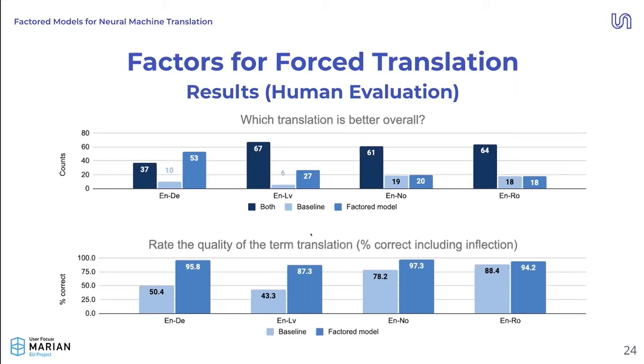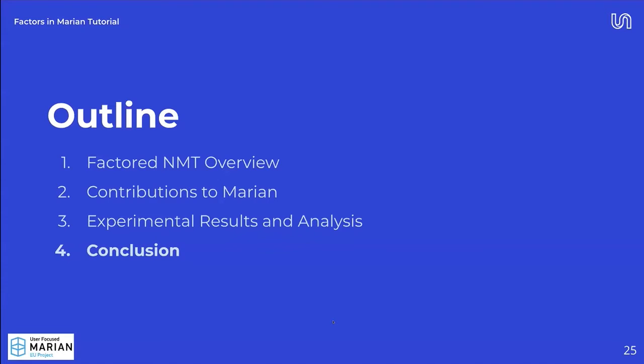Then we asked a second question: now looking only at the terminology, tell me if that term in the sentence was properly translated and properly inflected. And here, what you can see is the percentage of times that the annotators said that the words in the corpus were properly translated and inflected. And you can see that the factor model outperforms the baseline by far for all the language pairs.